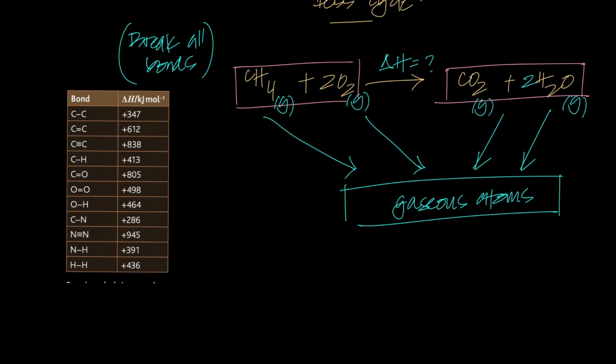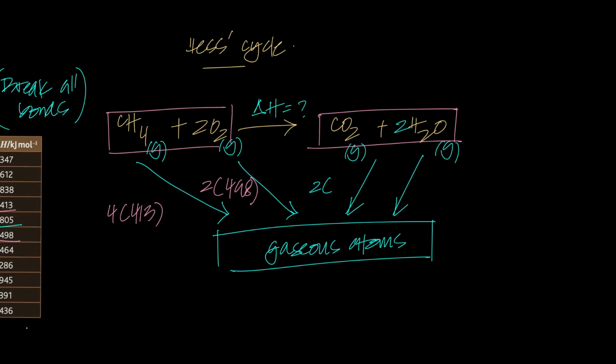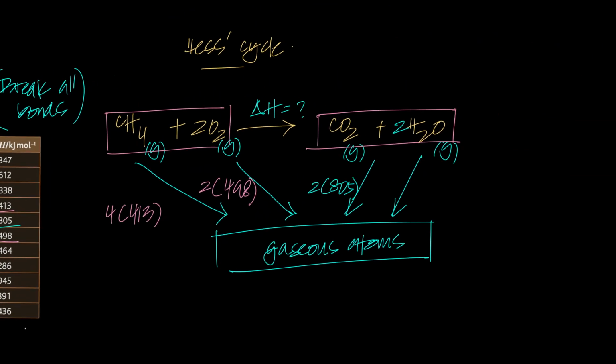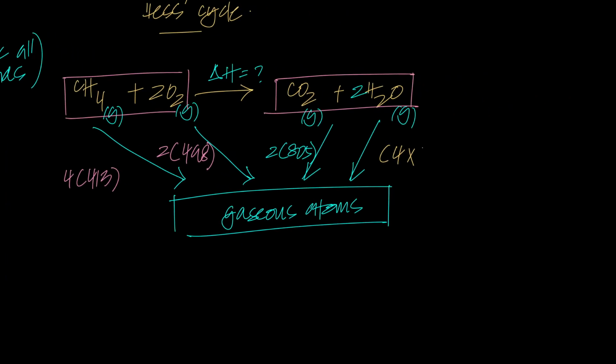Let's break them. I'm going to break 4 C-H bonds right here, 4 times 413. I'm going to break 2 O2 bonds, 498. I'm going to break the carbon dioxide bonds, which is 2 C double bonded to O, 805. And then I'm going to break the H2O bonds, which is 4 times O-H, 464. And Hess said, they've just copied. Why? Because the indirect route equals the direct route.